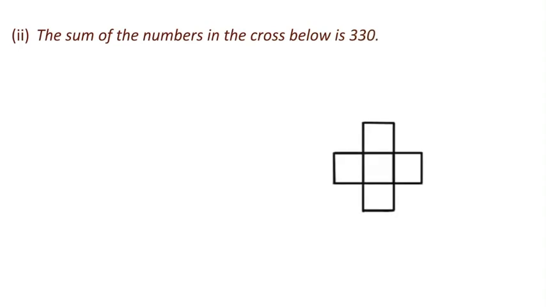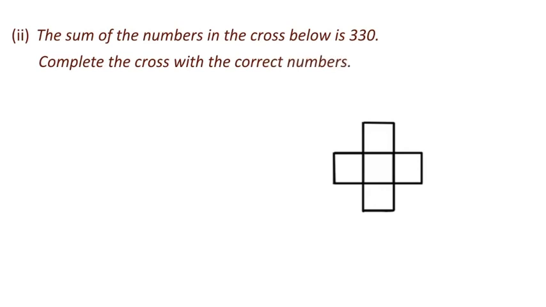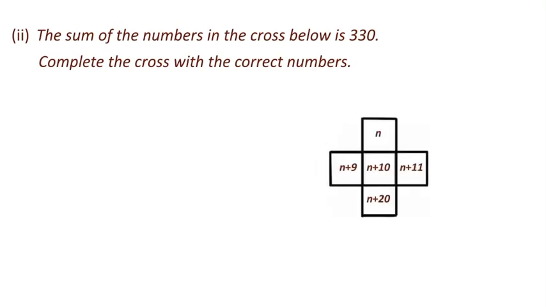Question 2 of part B is, the sum of the numbers in the cross below is 330. Complete the cross with the correct numbers. As you know that this cross is from the grid in part B, so we will fill it with expressions in terms of n, which we found in question 1 of part B. Now the expression found in terms of n for the sum of the numbers is 5n plus 50 and is equal to 330 here.